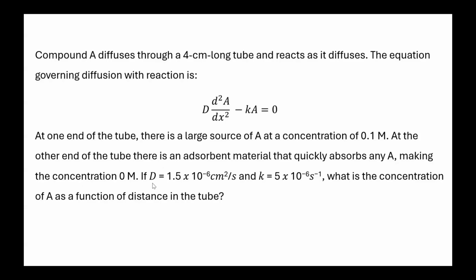the concentration is consumed quickly, so it means at the end of the tube, it becomes zero. Okay, so you have the diffusion coefficient and the reaction rate constant. We want to see how the concentration changes along the length of the tube. So how do we do this in MATLAB?